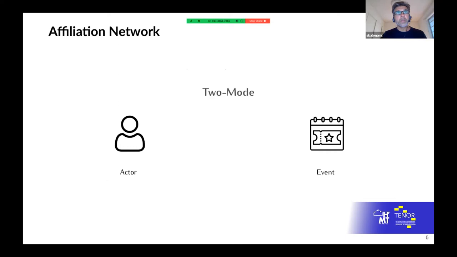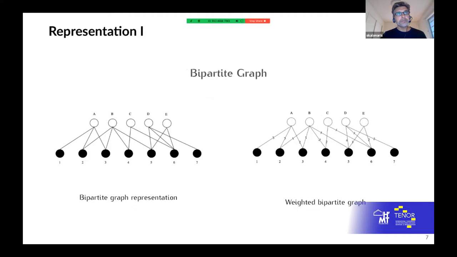In terms of representation, we can represent it as a bipartite graph, where the top nodes here would be the events, and the bottom, the numbered ones, would be the actors. And based on the interaction strength, the edges in the bipartite network can be weighted using a ratio scale, so 4 is 2 and so forth.